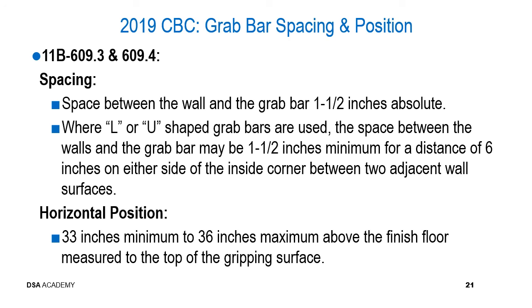Previously, with the code language for some code cycles ago, this was an area that led to lawsuits because this was an area that could not meet the 1.5 inches oftentimes. But this code section now recognizes that and has recognized it for some time. Regarding the horizontal position, there's a 33 inch minimum to 36 inch maximum above the finished floor measured to the top of the gripping surface and this has been what it is, the same as before.